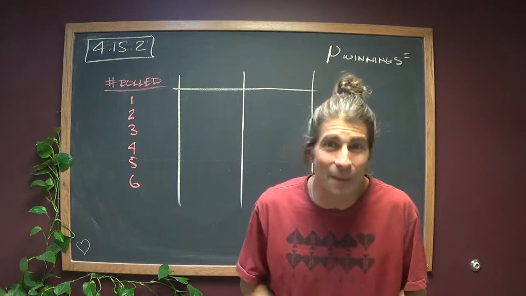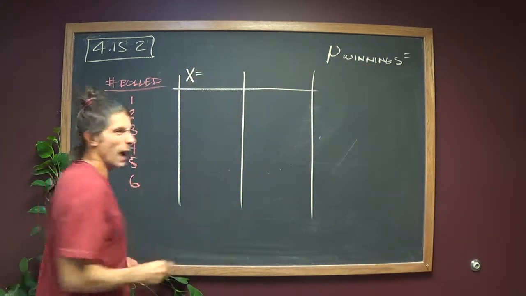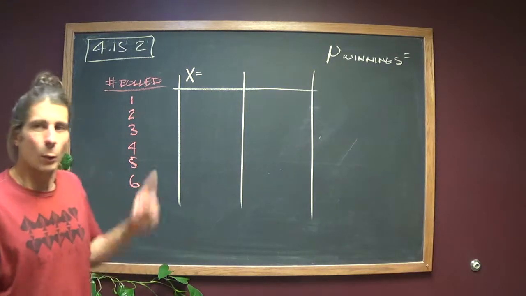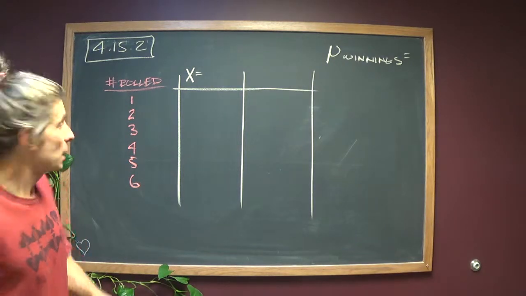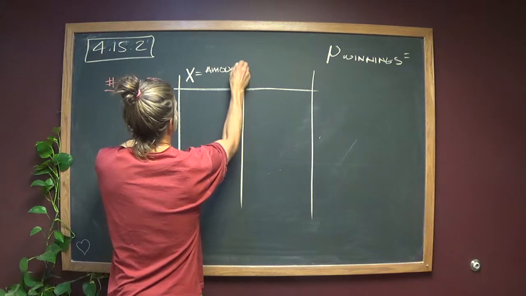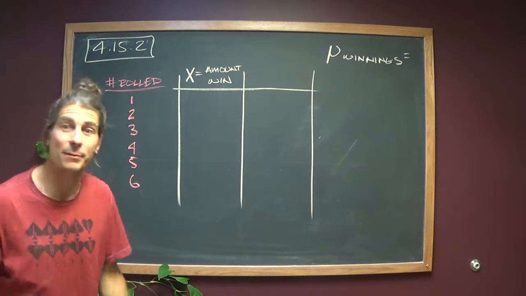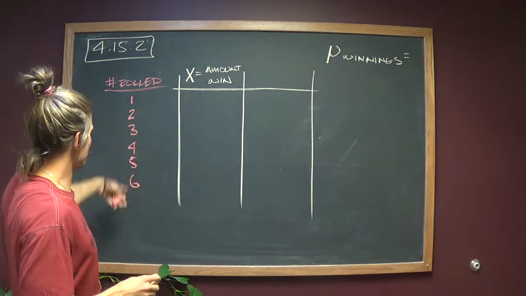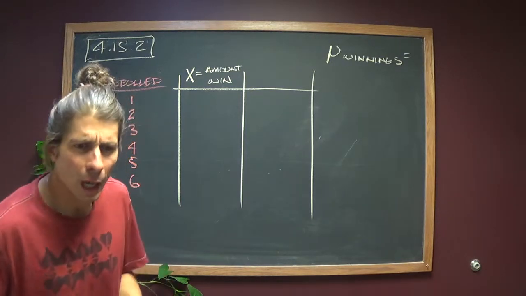Part B, define the random variable x. Well, this is why I decided to put an extra column over here, number rolled. We don't care about that. We care about how much money, which is what part A was about. So what we're interested in is the amount that we win on any particular roll. There's your random variable. Call it a random variable because you know it's going to be 1 through 6. That much is determined. What you don't know is which one it's going to be.